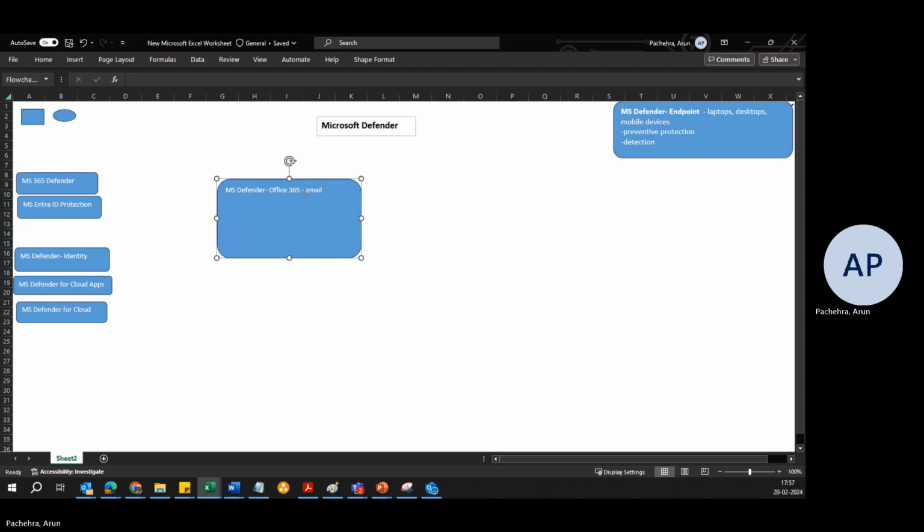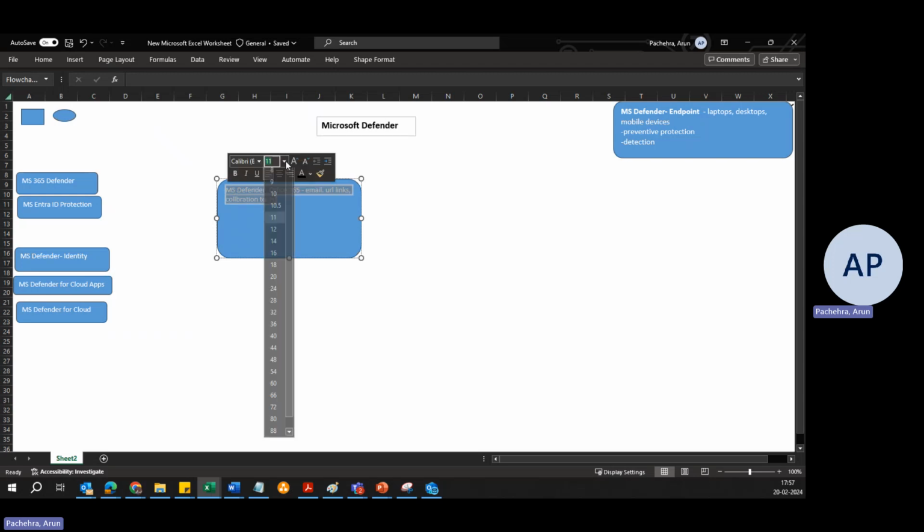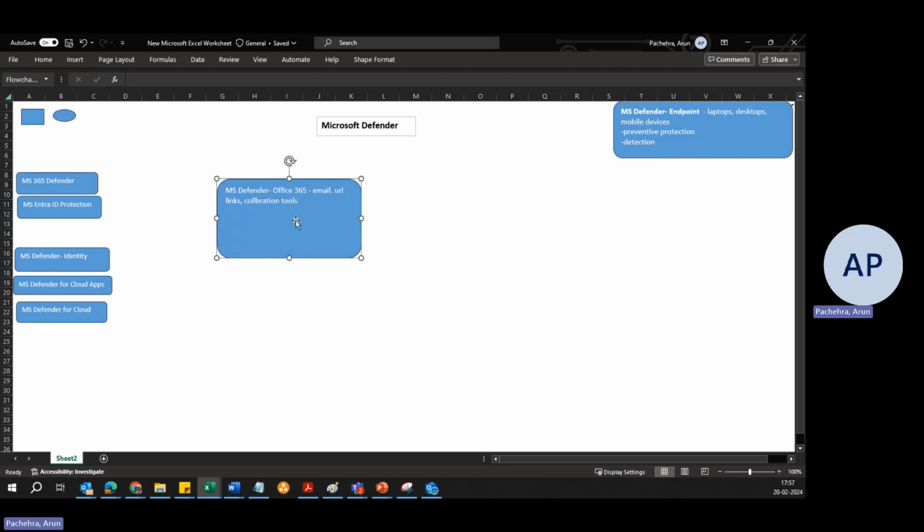Email, your URLs, your links, and your collaboration tools. Well, you could simplify it: anything which belongs to Office, it will help us there, right? So emails, URLs, links, and collaboration tools belong to Office 365. Hence, this Defender is applicable to those.